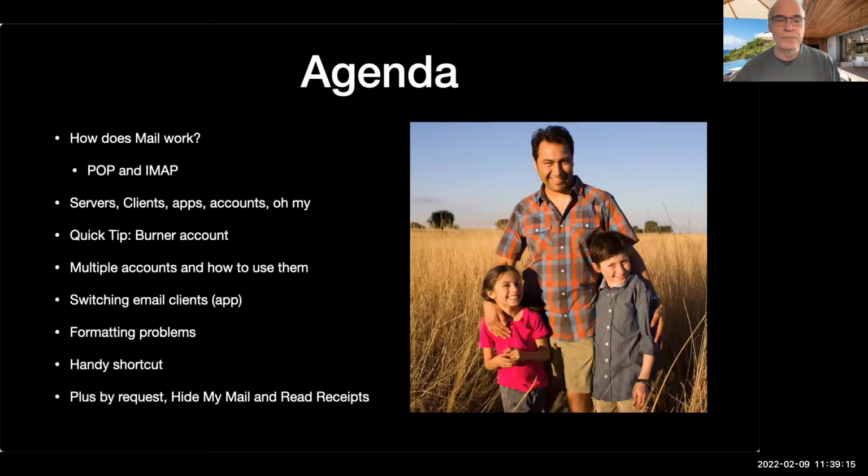I'll sit closer. I'll talk about things like POP and IMAP, servers, clients, apps, and accounts. I know that sounds too technical, but bear with me. I'll make it as basic and easy as possible. I'll include a tip or two, then we'll focus on what it means to have multiple email accounts and how to use them. From there, we'll look at what it takes to switch email apps, and we'll wrap up with a quick review of common formatting problems, then end this section with a handy shortcut before we move on to contacts in part B of the two-part presentation.